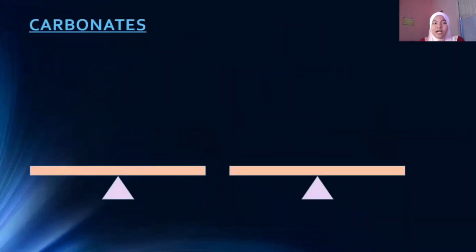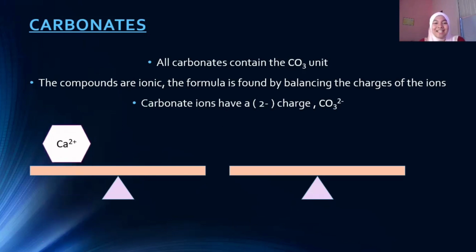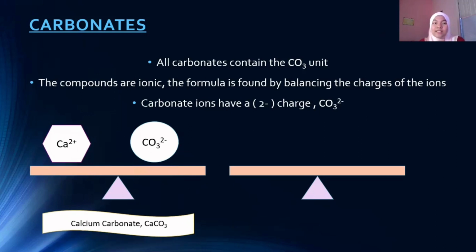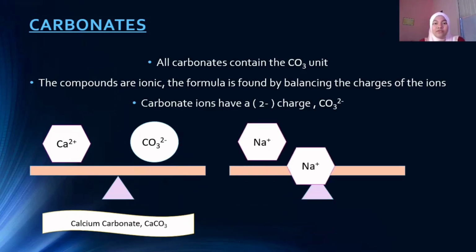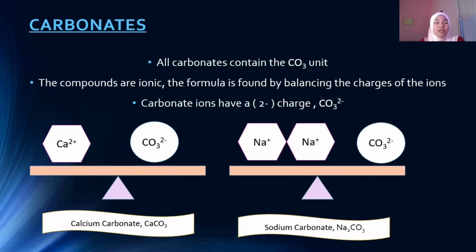Moreover, let me show carbonates. All carbonates contain the CO3 units. The compounds are ionic. The formula is found by balancing the charges of the ions. Carbonate ions have a 2 negative charge, which is CO3 2-. Let me show the examples. Ca2+ and CO3 2- in calcium carbonate, CaCO3, Na+ and CO3 2- in sodium carbonate, Na2CO3.